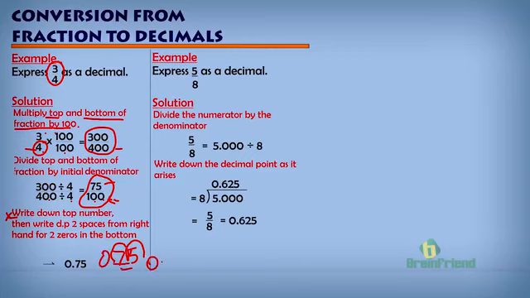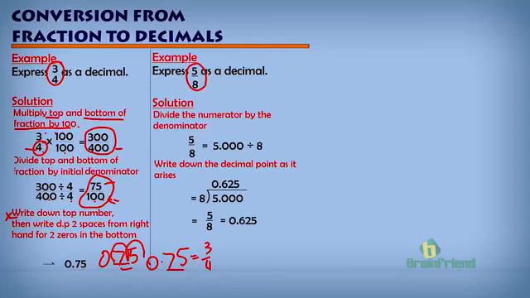Hence, we have 0.75 as the decimal form of our original fraction 3 all over 4. That's how simple it is. Let's use the first method that we learned about to express 5 over 8 as a decimal.